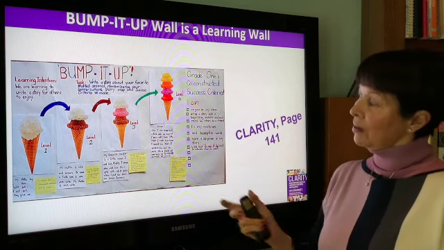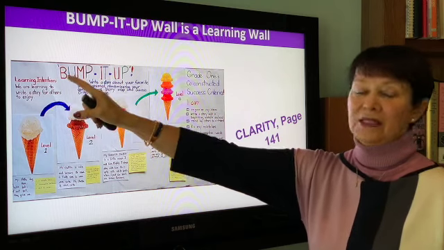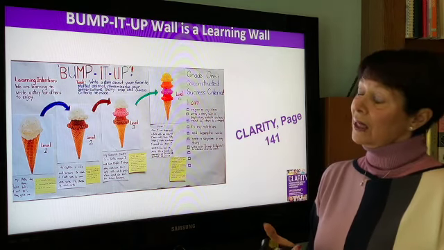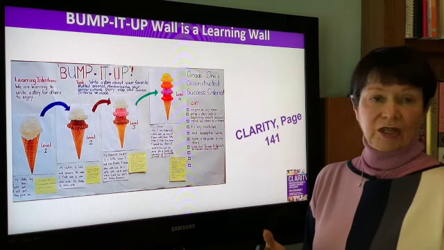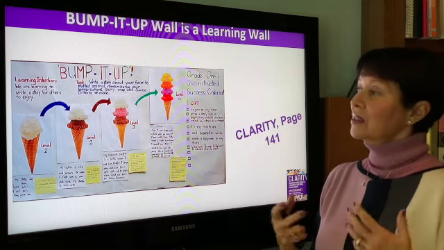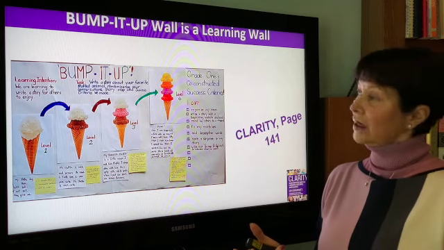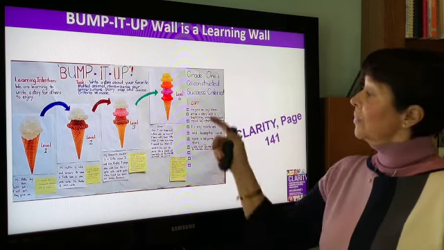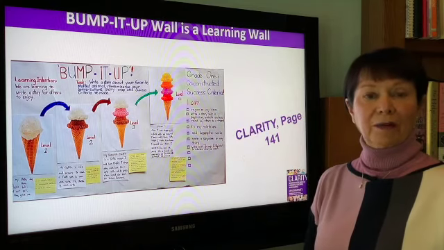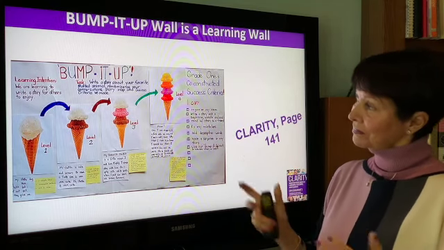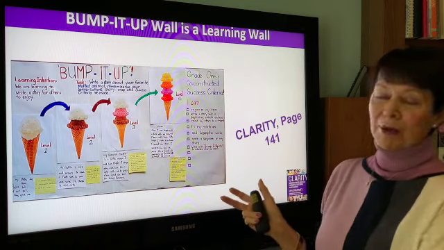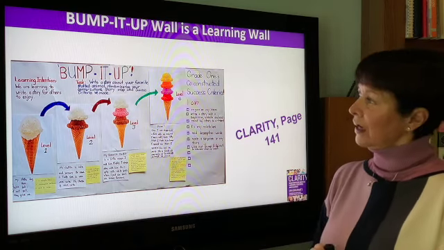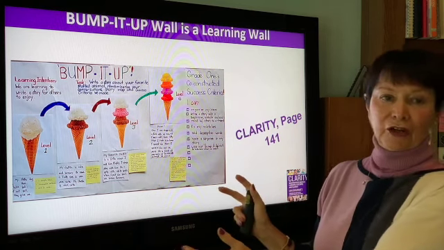What's also important about this wall is the learning intention is right on the wall. And for me, the learning intention comes directly from the syllabus, the curriculum documents, the clear expectations we have, with success criteria coming from the achievement charts. So when I think about this wall, I've called it a Bump It Up wall, but when I think about it again, I think it's really a learning wall.